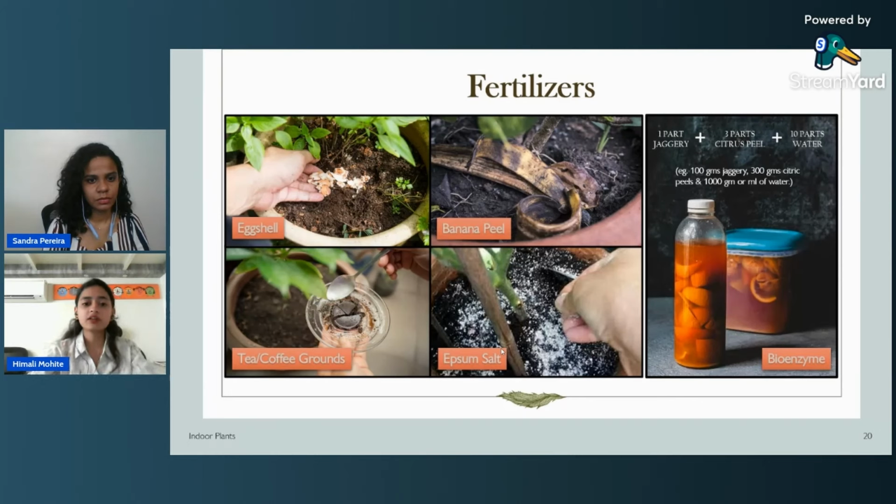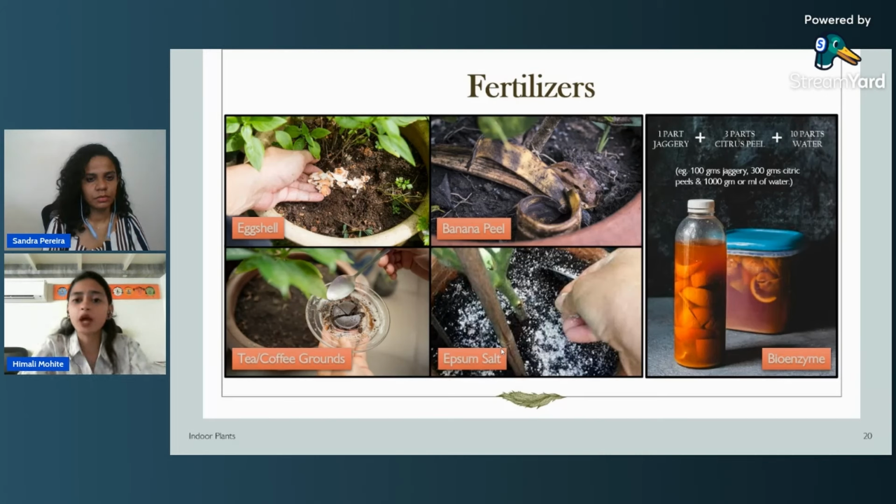Often in offices, we use tea bags. So instead of throwing the tea bags away, we can empty the contents of the tea bags or the coffee grounds into the indoor plant pot. So what they do is they act as a natural fertilizer. Then there is Epsom salt. Epsom salt has a high level of magnesium sulfate, which is overall a good fertilizer and can give good strength to the plant.